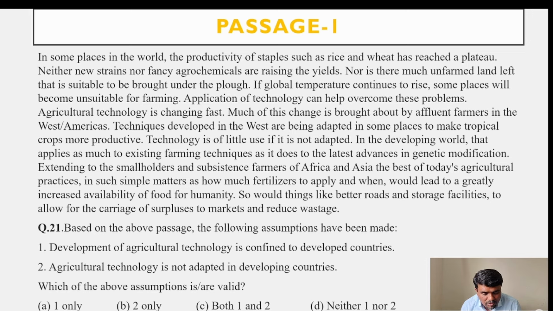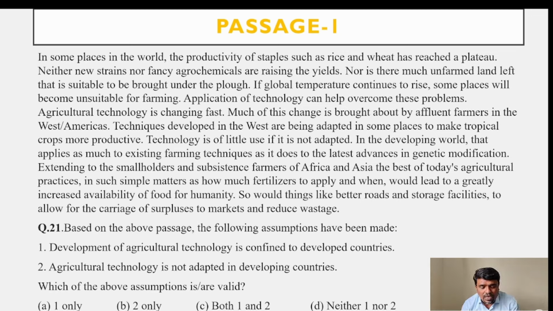The passage is talking about the problem. What's the problem? The productivity of staples such as rice and wheat has reached a plateau. That means we are not able to produce more in a given land. Productivity has reached a level where it is not possible to improve by new strains or fancy agrochemicals, meaning by applying different agrochemicals and using different strains of grains or plants, we are not able to increase the productivity of staples such as rice and wheat.